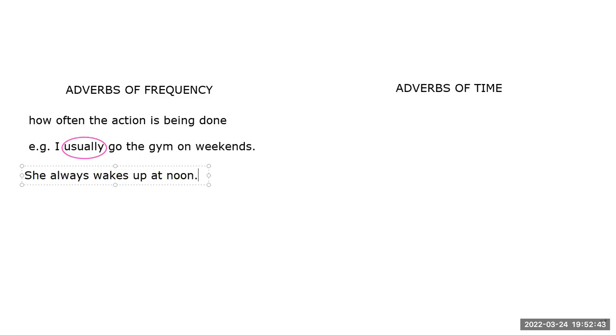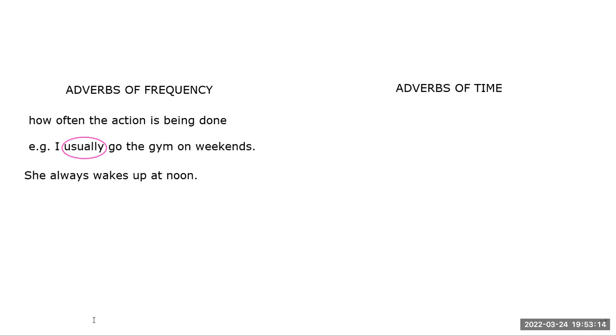Okay, so for this sentence, again, I want you to tell me the verb. What's the action word here? Always? Can you always? Is that an action? No, miss. Okay, try again. Up? Try again.